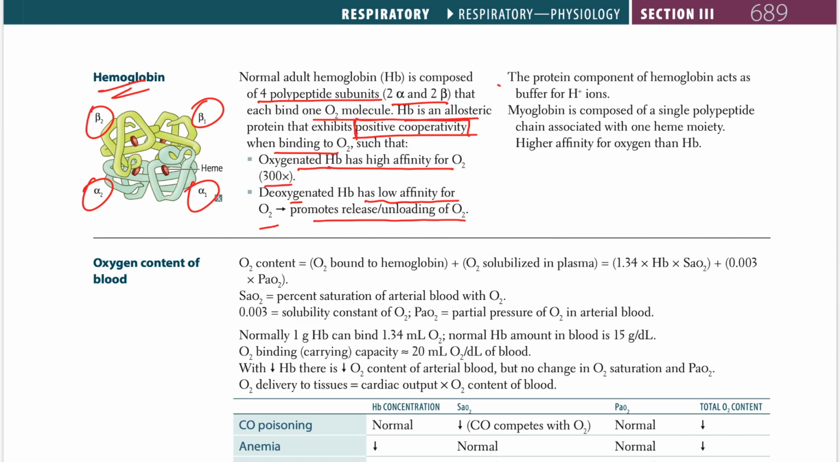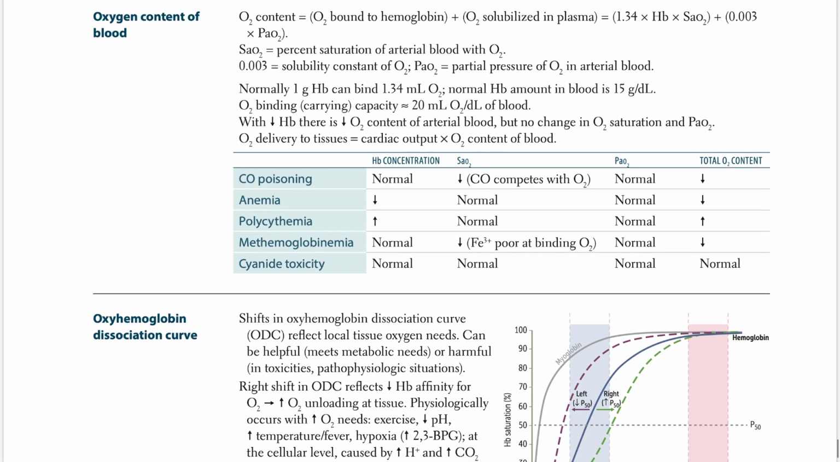On the other hand, the protein component of hemoglobin acts as a buffer for hydrogen ions. Myoglobin is composed of a single polypeptide. Here we have 4 polypeptide subunits, and myoglobin is just a single polypeptide chain associated with one heme moiety, with a higher affinity for oxygen than hemoglobin. So they're saying myoglobin has one, but it also has a higher affinity for oxygen than even hemoglobin. So just take it as a factoid.